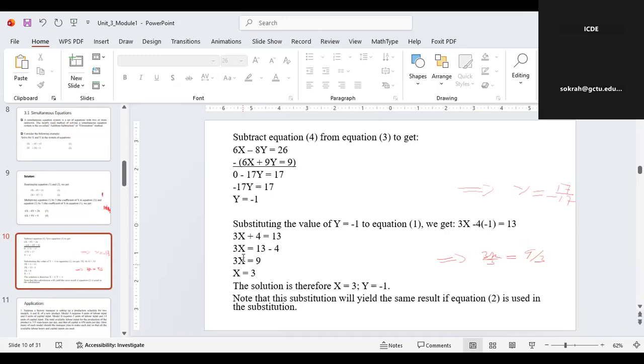But we are looking for x, so you divide through by 3. So 3x divided by 3 will give you x. 9 divided by 3 will give you 3. So the answer is that the value of x is 3 and the value of y is negative 1. That is how you solve simultaneously.